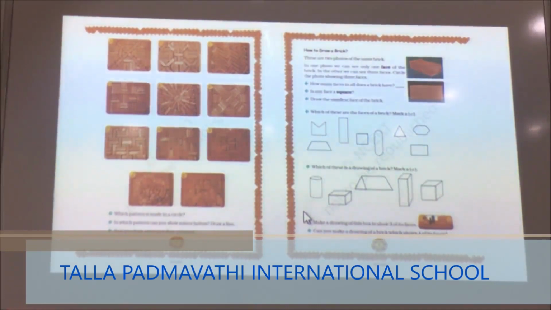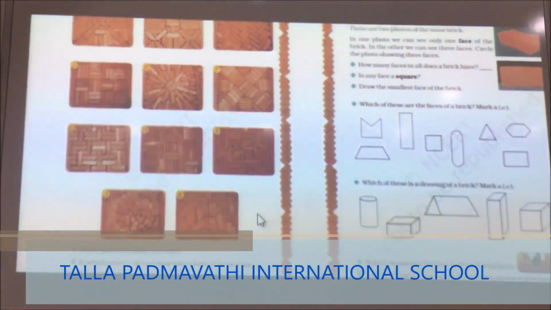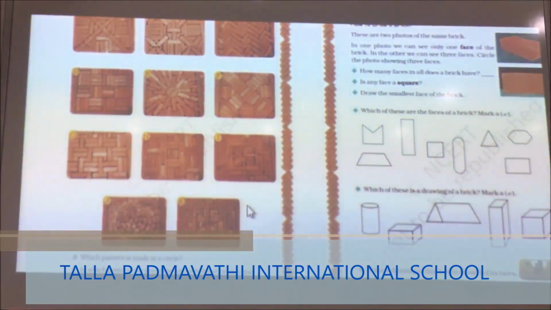As we have learned the mirror halves, now let us do some exercise. So the first question here is, which pattern is made in circle? So what is he asking here? He is asking among these patterns, which pattern is made out of circular shape? So observe carefully children.